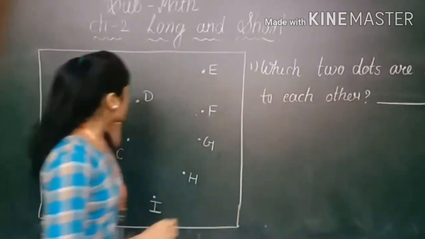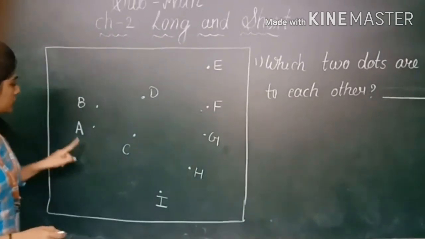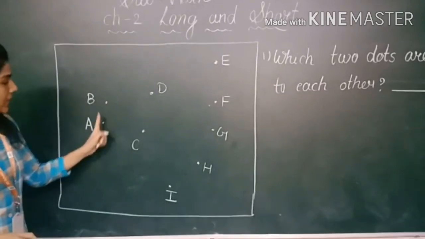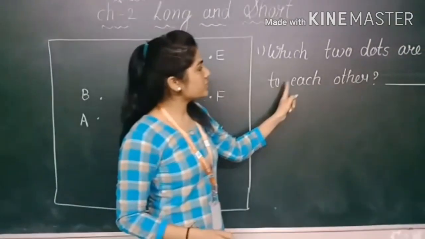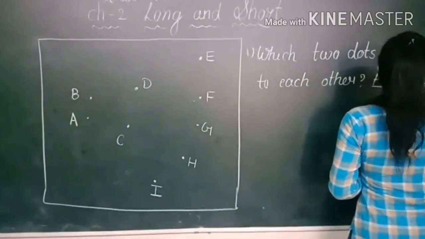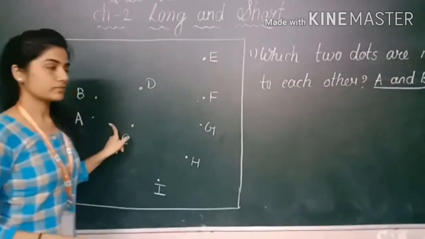That means, out of these, which two dots are close to each other? So dots A and B, you can observe here dots A and B are nearest to each other. Dots A and B are nearest to each other.